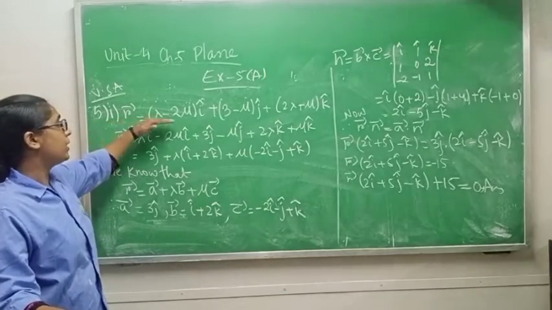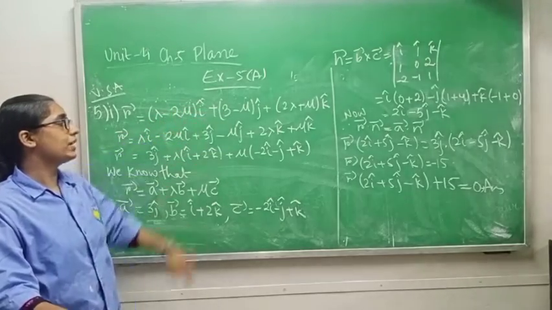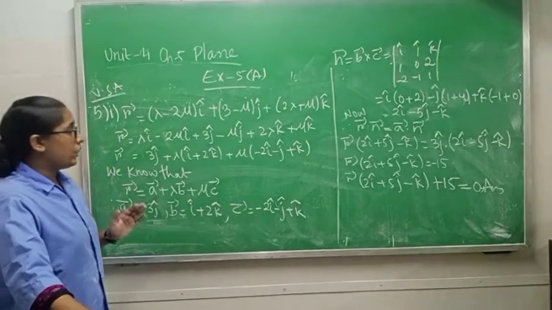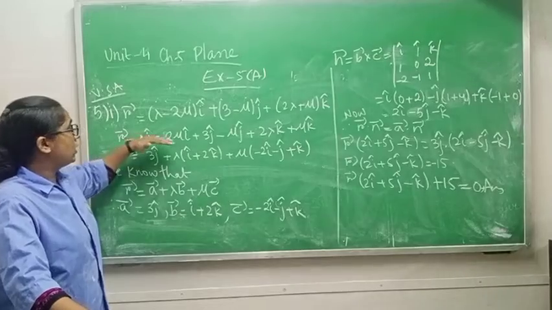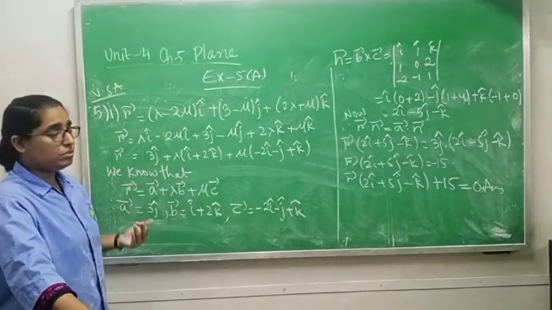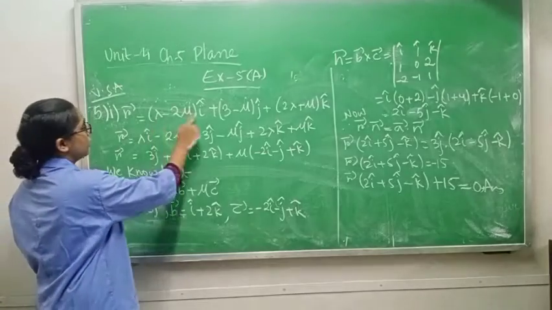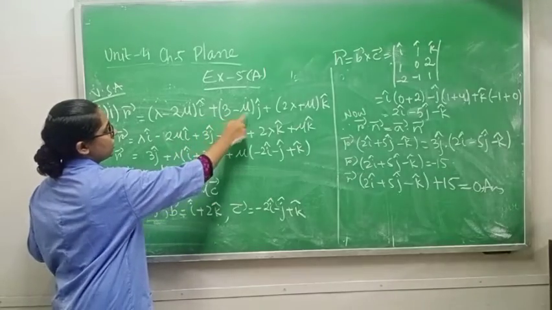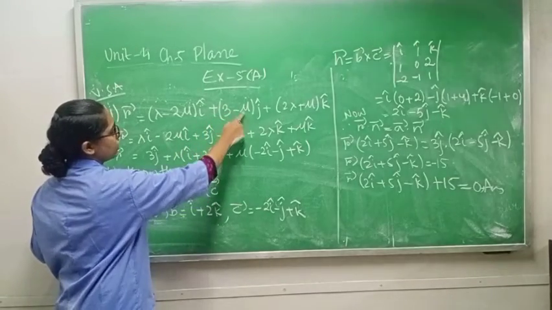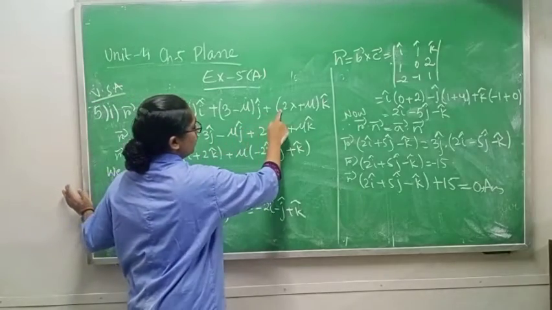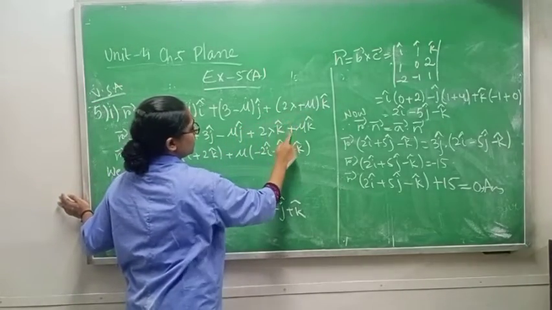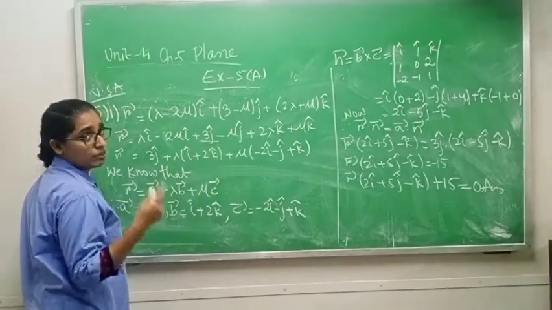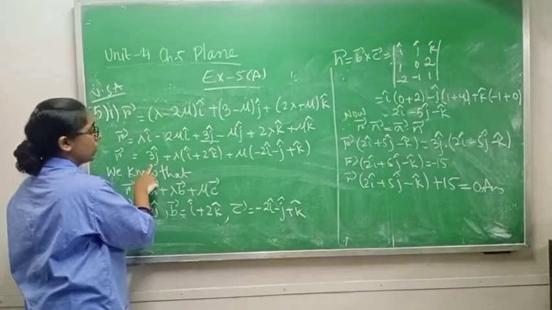r vector equals lambda minus 2 mu i cap plus 3 minus mu j cap plus 2 lambda plus mu k cap. First we have to separate all the lambda ones, mu ones and the non-lambda and mu ones. So r vector: first I am multiplying lambda into i cap, lambda i cap, minus 2 mu into i cap, minus 2 mu i cap, plus 3 into j cap, plus 3 j cap, plus minus mu into j cap, minus mu j cap, plus 2 lambda into k cap, 2 lambda k cap, plus mu into k cap, mu k cap. Now you can see only in this one there is no lambda, no mu present. So you will write this one first, 3 j cap.